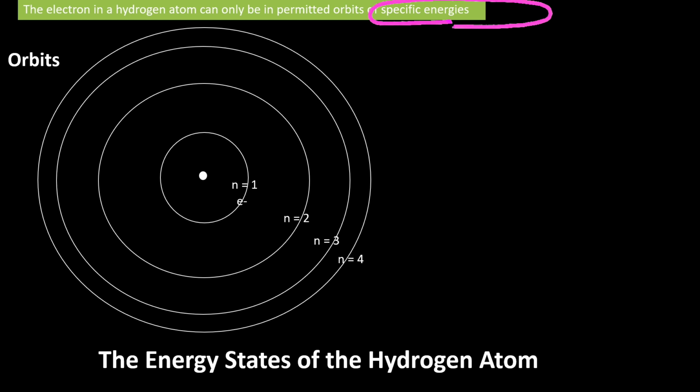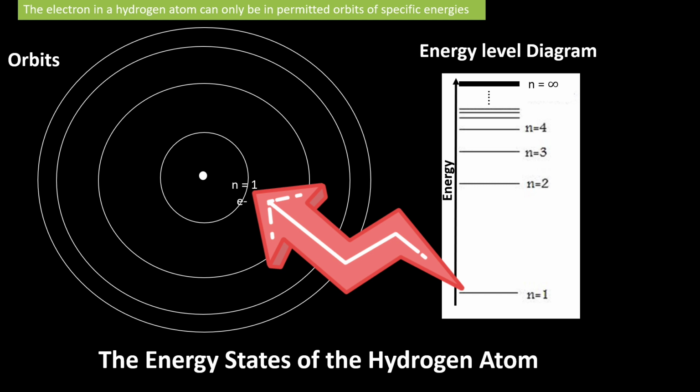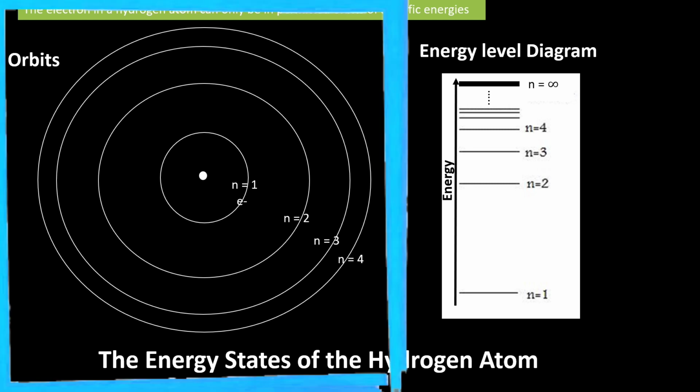Hence, these permitted orbits can also be translated into an energy level diagram, with energy level n equals 1 corresponding to the specific energy of orbit n equals 1, energy level n equals 2 corresponding to the energy state of orbit n equals 2, and so on. As you can see in the orbit diagram on the left, the distance between orbits gets smaller as the orbits are further away from the nucleus.